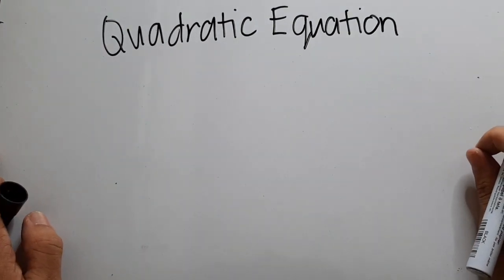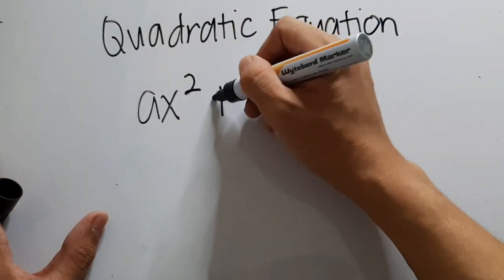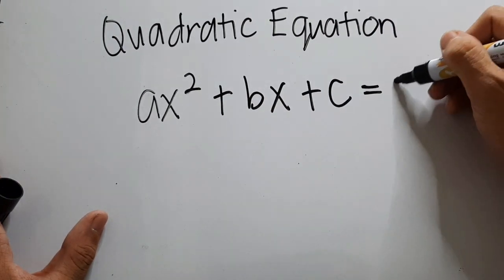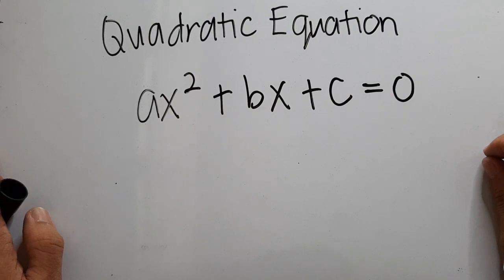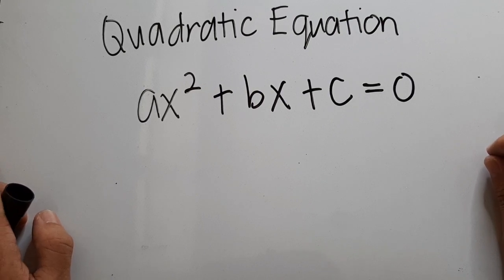It is an equation of the form ax squared plus bx plus c is equal to 0, where the values of a, b, and c represent real numbers and a must not equal 0. In standard form, a must be a positive real number. The solutions to a quadratic equation are called its roots.